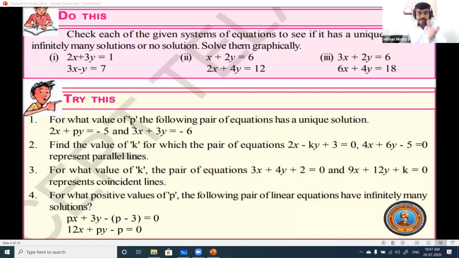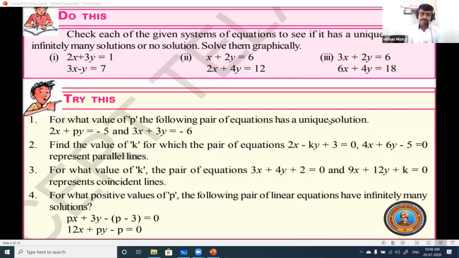For what value of p? Where is p? Here p means some value in future, some number which is hidden and we have to find it. Now, what type of lines are they? It is given that they have a unique solution. So you can unmute and tell me when we will have a unique solution. If the lines are intersecting. Yeah, so when the lines are intersecting, then only we will get a unique solution. So that is the condition which is given to us. What was the condition? That they have a unique solution.